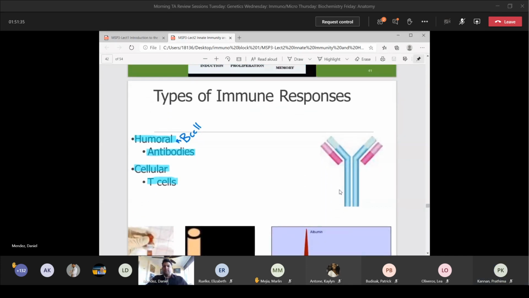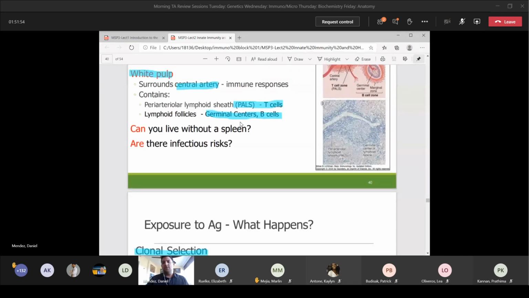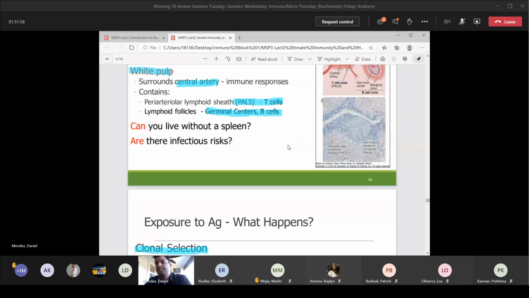Okay, and then types of immune responses. What was that? Oh, so Ernest, the oddball question dealt with the red pulp and the white pulp. So red pulp is just where we filter the blood in the spleen. The white pulp is where we actually have the T cells and B cells. So T cells being in the PALs, and then the B cells being the germinal centers. The white pulp is where we can have an immune response.